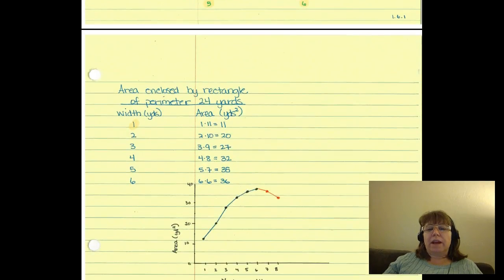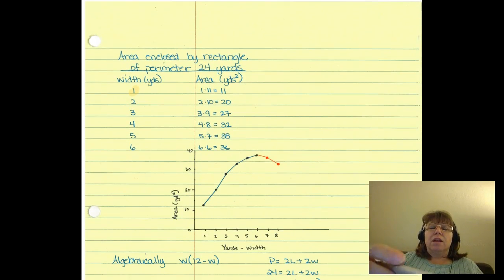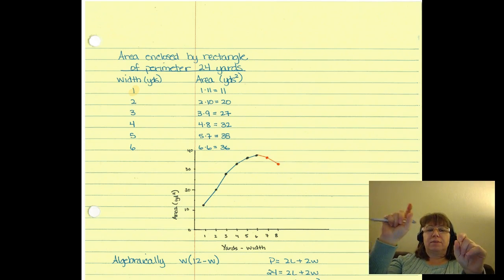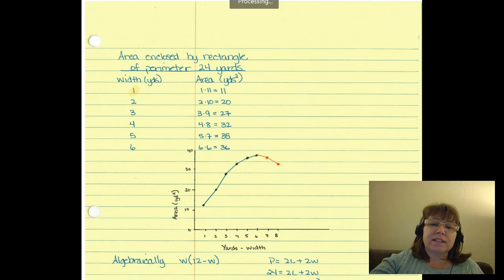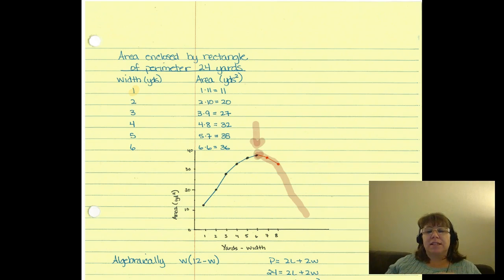And here's why I know that. Because when I get down to 6, my dimensions just swap. Now my width is 7 and my length is 5, and 7 times 5 is 35. So I start to have this decrease after this peak, and it will actually go down. So I know the topmost is a 6 by 6 square. That's the largest area that I can get.